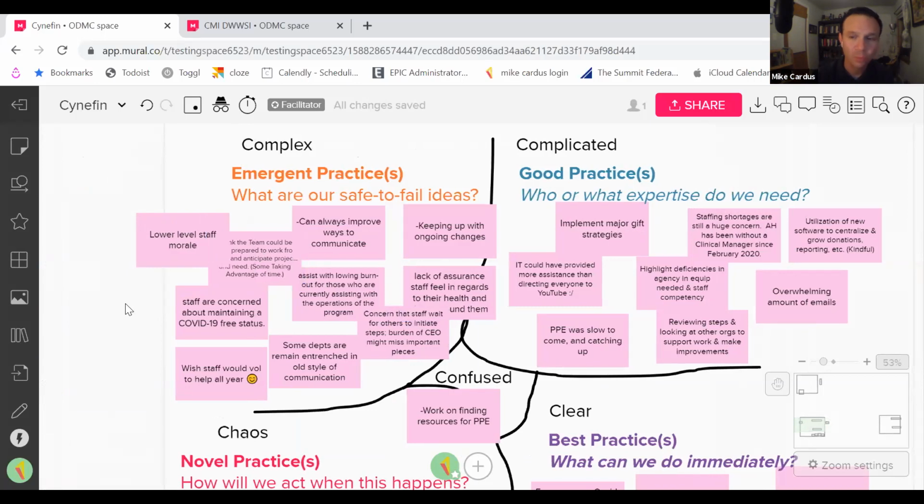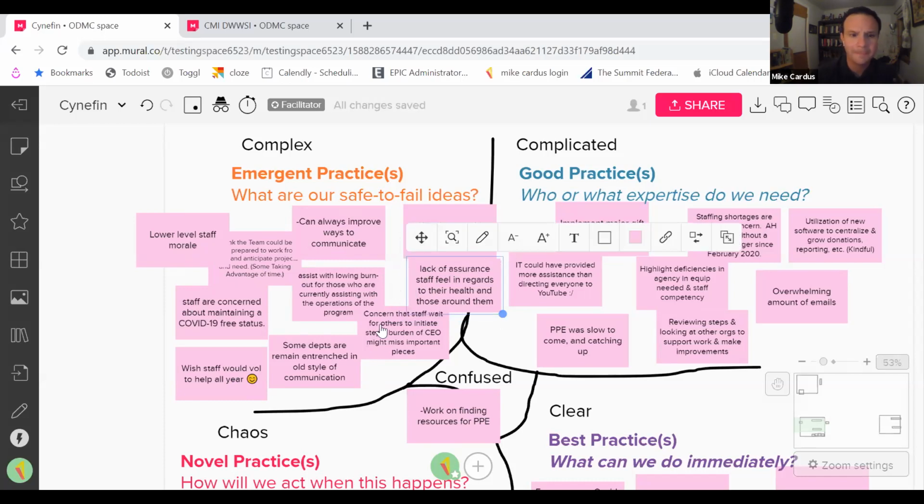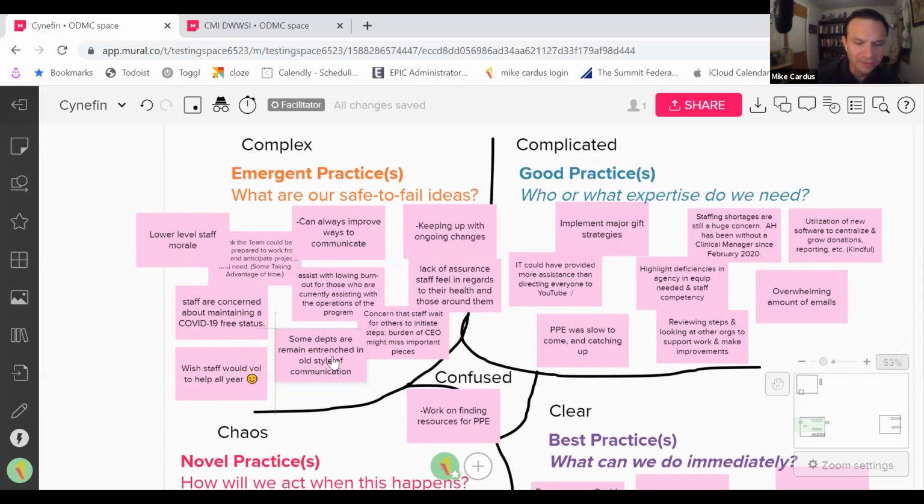So here I asked, what things are currently complex, meaning we don't have a clear understanding of what's going to happen? How do we do this? And they put these ideas here. From these areas, we pulled, I think, 4 or 5 of these. And we said, okay, what rapid small experiments can we currently do inside the organization to figure out what we can learn from this? So communication, I mean, we did this piece here: lack of assurance staff feel in regard to their health and those around them. Some departments remain entrenched in old-style communication. So these were things where we had to run multiple experiments.